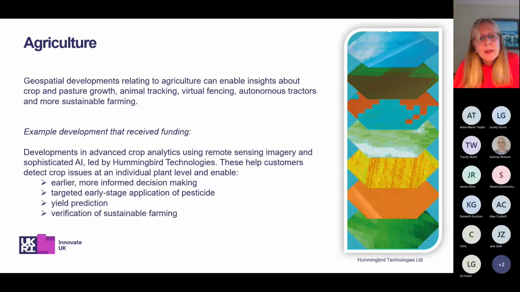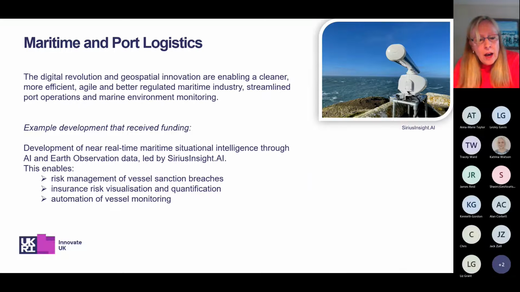An example development here is one that involved the development of advanced crop analytics, and this was led by Hummingbird Technologies. Their solutions involve using remote sensing imagery and sophisticated AI to detect crop issues at an individual plant level. This, of course, enables more informed decision-making, targeted use of pesticide, yield prediction, and verification of sustainable farming. Next slide, please.